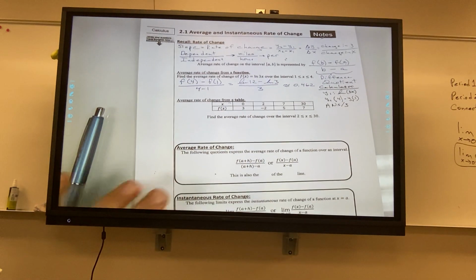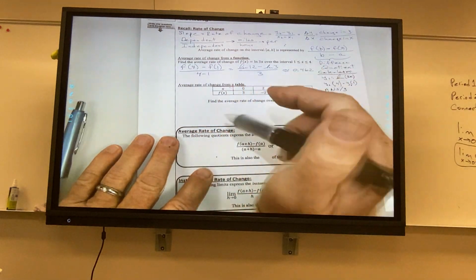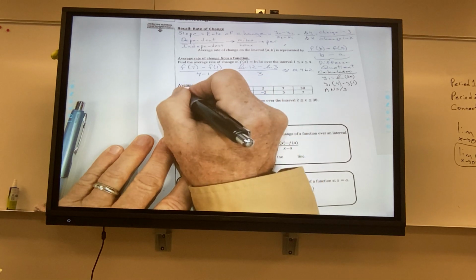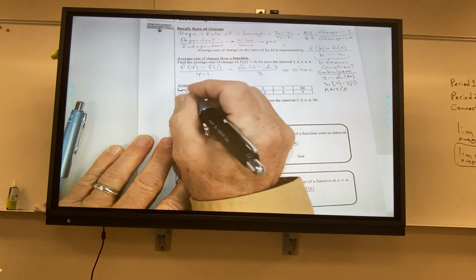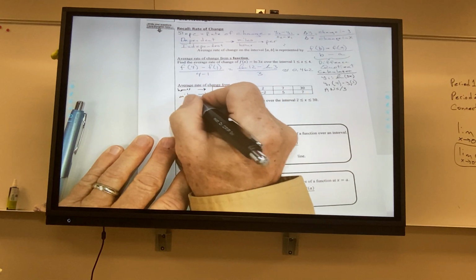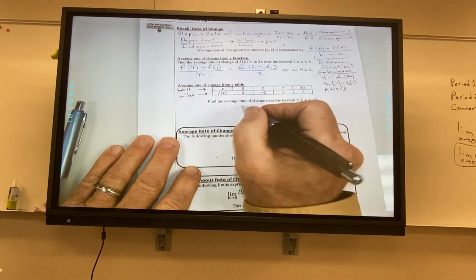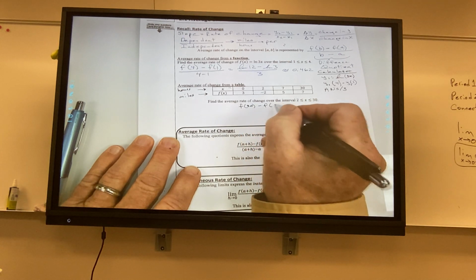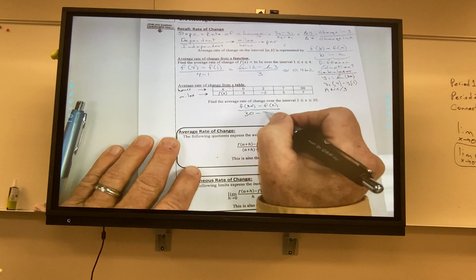All right, it says here, average rate from a table. So this is my hours. This is my miles. And it says, find the average rate of change over the interval from 2 to 30. So I'm going to put in f of 30 minus f of 2 divided by 30 minus 2.